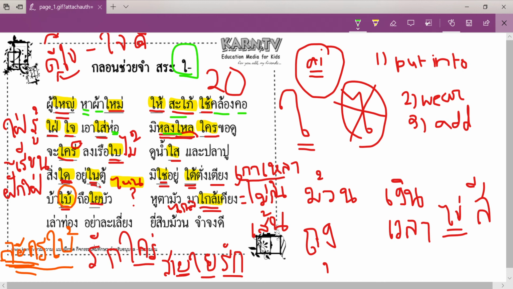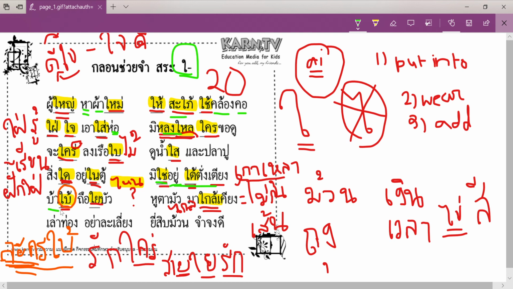สิ่งใดอยู่ในตู้, what is inside the cupboard, the wardrobe? ตู้ means wardrobe, cupboard, like ตู้เสื้อผ้า. มิใช่อยู่ใต้ต่างเตียง, it's not underneath the bed. มิใช่ means no, not, อยู่ is like at, so it's not at, not under the bed. บ้า means crazy, like mentally mad.